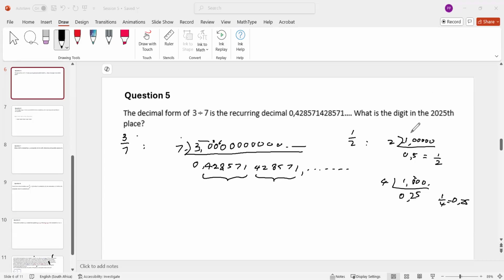Now, they say, what is the digit in the 2025th place? The 2025th digit.